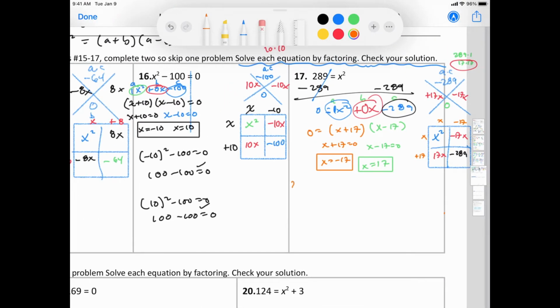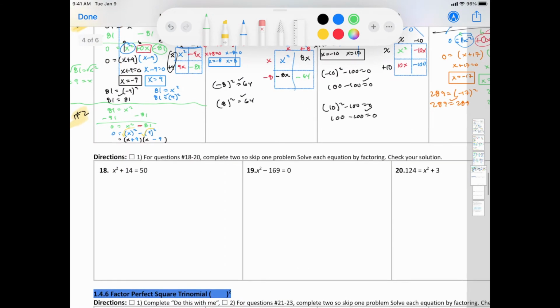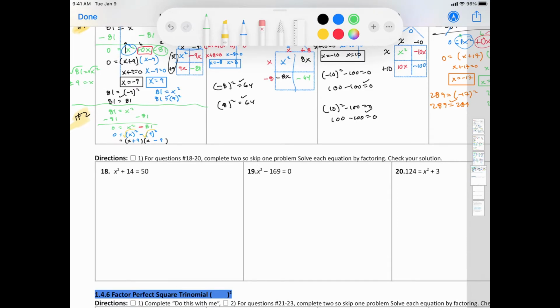And then you can check your answer. That's what it means to solve: find something that's true. As you have seen, while checking my answer I actually found I'd messed up, so you might do the same thing. All right, questions 18, 19, and 20. Go ahead and complete 2 of those. So skip 1 problem, solve each equation by factoring, check your solution.